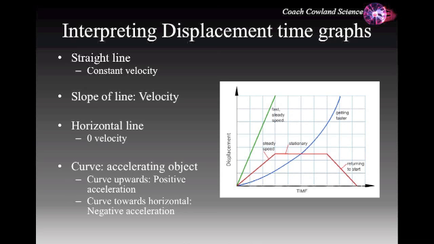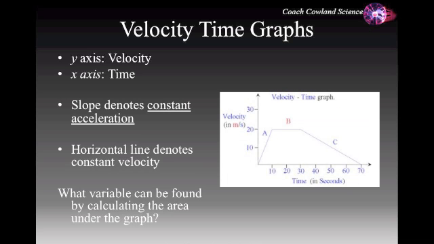There are two types of curve, one that curves upwards, as in this diagram, or one that curves towards the horizontal. A curve like the one shown indicates an acceleration in the same direction as the velocity, and the slope is getting steeper, so the velocity is getting higher. If the curve is the opposite way and tending towards the horizontal, then the acceleration opposes the velocity and the velocity will be decreasing. The third type of graph is a velocity time graph.